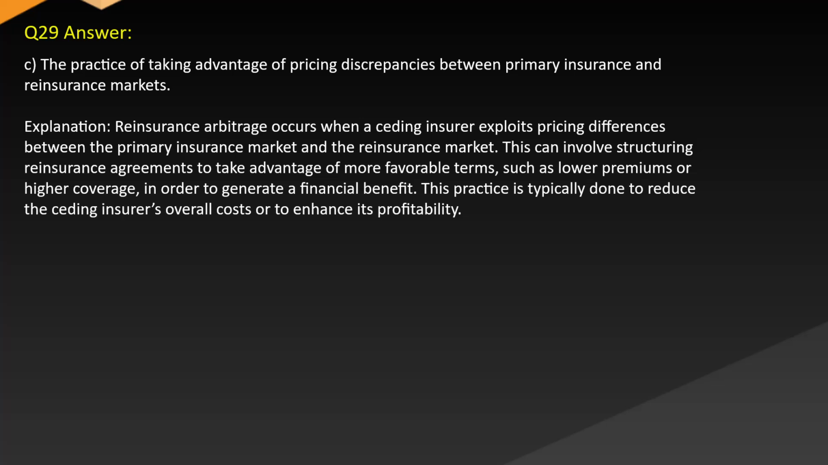Answer: C. The practice of taking advantage of pricing discrepancies between primary insurance and reinsurance markets. Explanation: reinsurance arbitrage occurs when a ceding insurer exploits pricing differences between the primary insurance market and the reinsurance market. This can involve structuring reinsurance agreements to take advantage of more favorable terms, such as lower premiums or higher coverage, in order to generate financial benefit. This practice is typically done to reduce the ceding insurer's overall costs or to enhance its profitability.